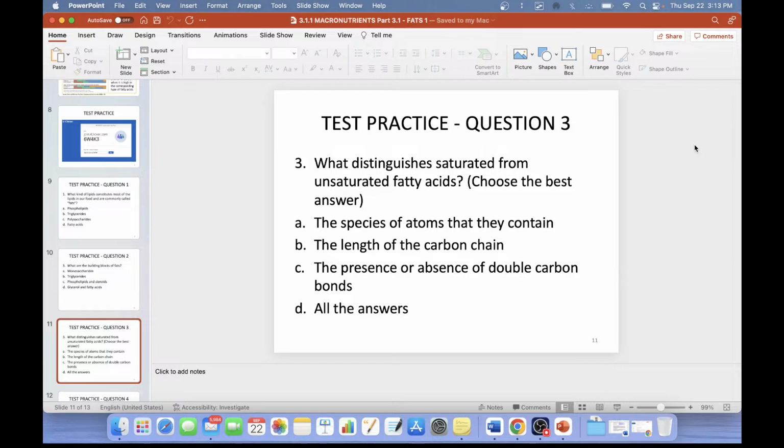It's not all the answers, because all fatty acids contain the same species of atoms. They all contain carbon, oxygen, and hydrogen, just like carbohydrates. The length of the carbon chain does distinguish one type of fatty acid from another, but that is not the classification of saturated and unsaturated ones. That is another classification, based on the length of the carbon chain. So the correct answer is the presence or absence of double carbon bonds.